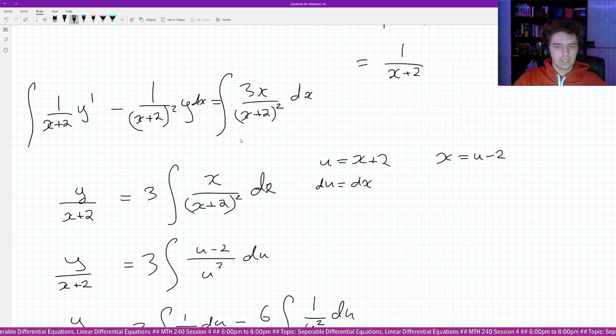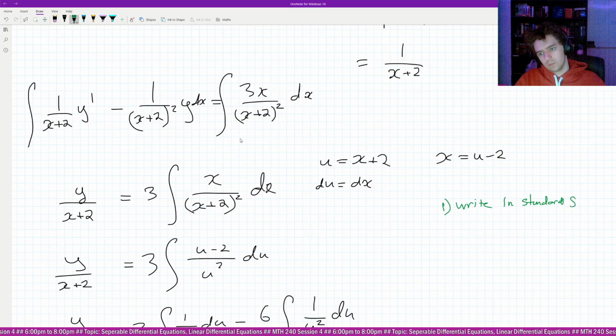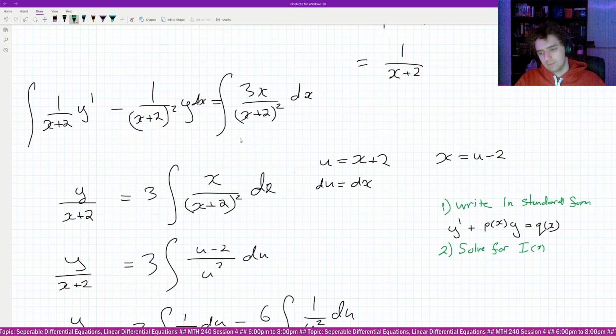And then the other side is just integrating this. So in general, the steps would be: write in standard form, which is y prime plus p of x y equals q of x. And then, if you're doing all the steps and not just using the formula, you would solve for I of x equals e to the integral p of x dx.